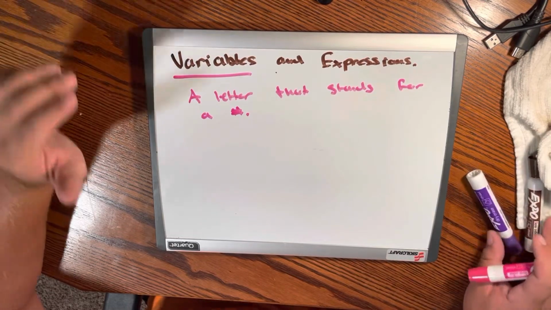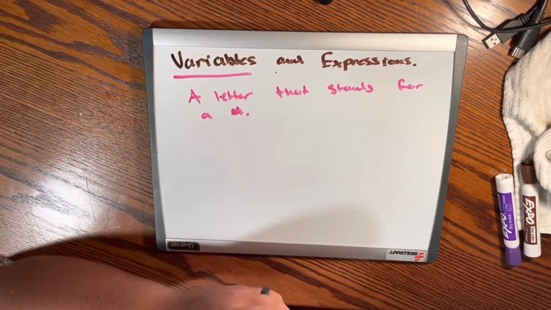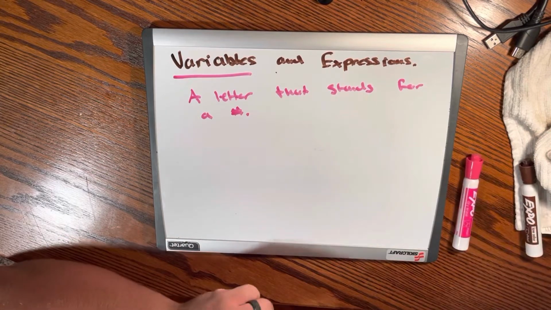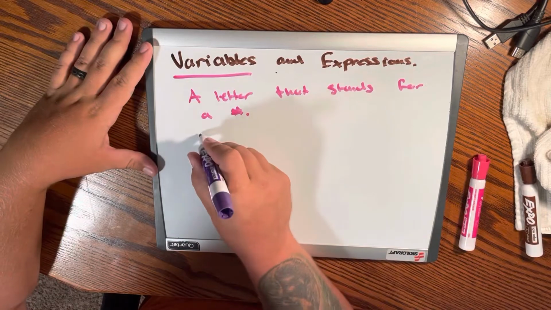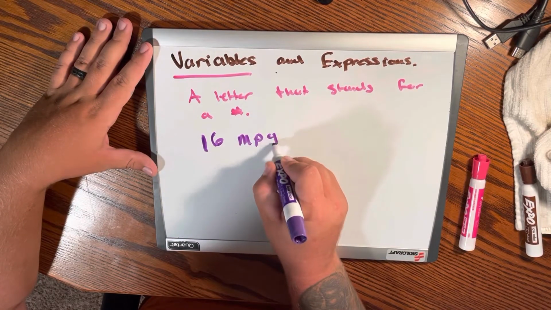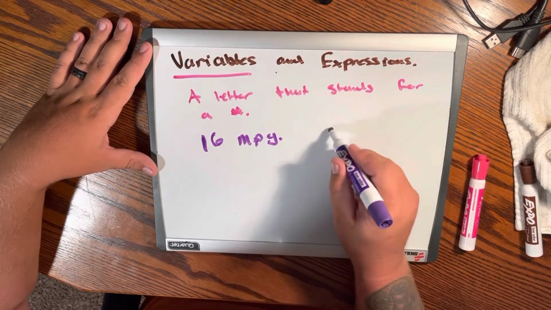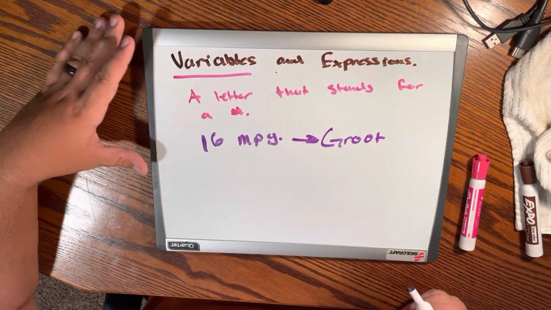This could be virtually anything. A really popular example is gas mileage, right? You're trying to figure out your gas mileage. Let's say you have a car that gets 16 miles per gallon. That's my truck, Group. He gets about 16 miles per gallon. Not great.